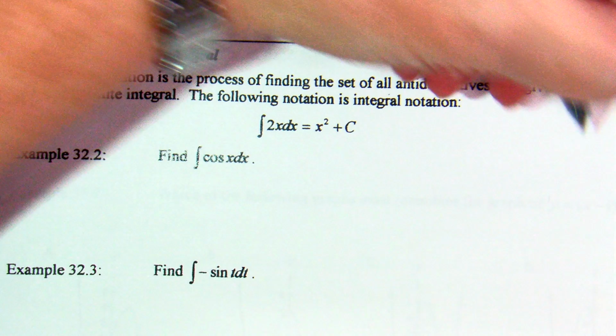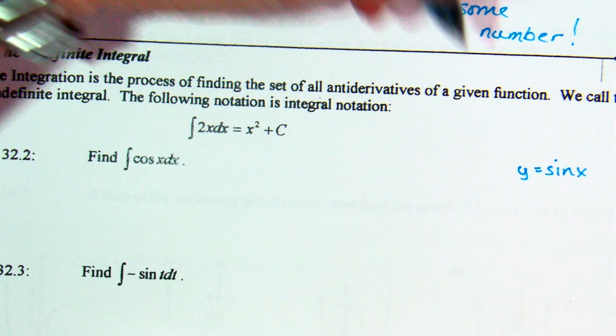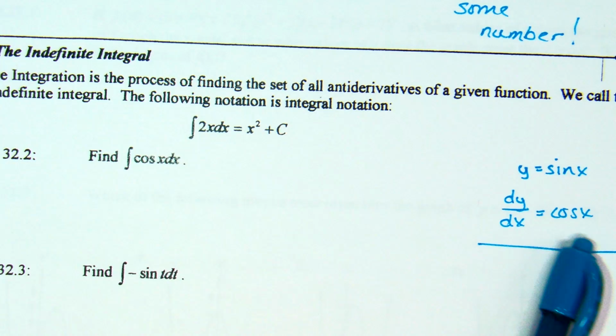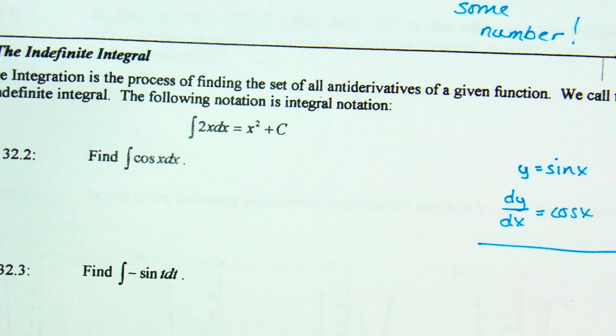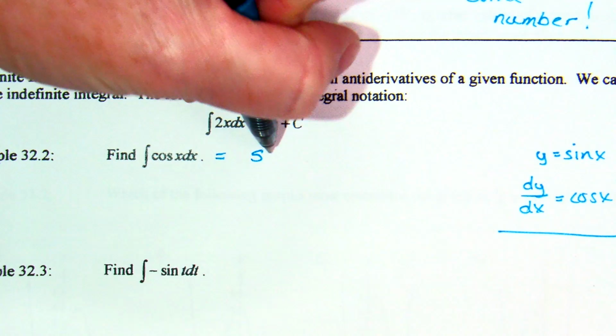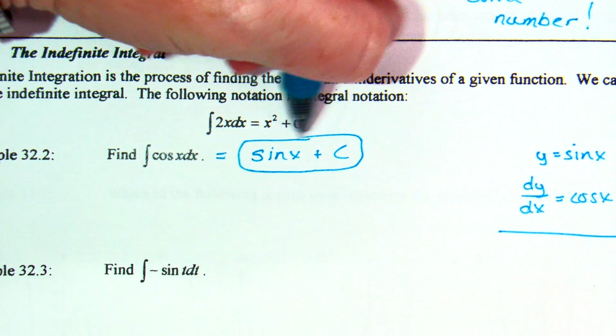And so if we just do a side note here, if y is sine x, what's the derivative of sine x? Cosine x, right? So what's that mean? If we're doing the integral of cosine x, it's going to be sine x. Okay, so that's kind of my check: I always go back and think, okay, I know it's some kind of sine x, think forward, and then reverse it. So this is sine x plus c.